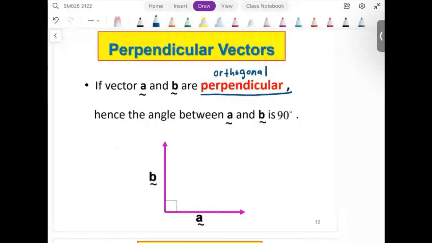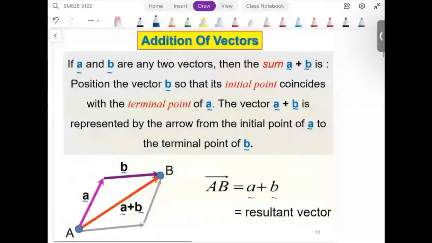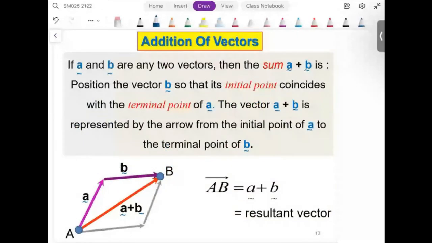Orthogonal vector sama maksud juga, it's 90 degree. So orthogonal, perpendicular sama maksud 90 degree between those two vector. Okay, next kita nak masuk for operation.